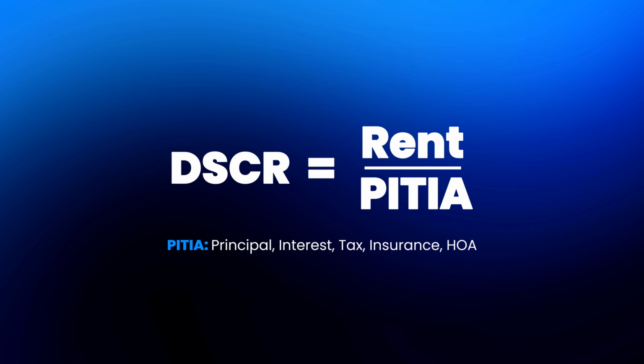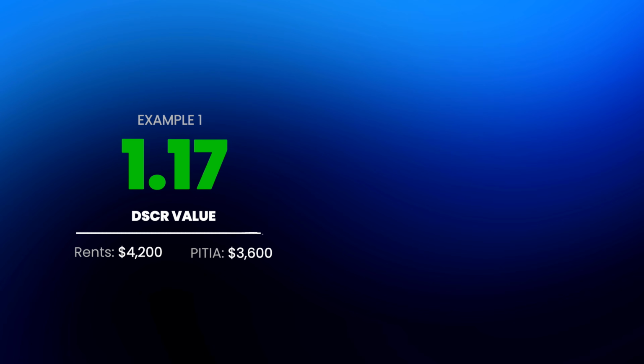DSCR means debt service coverage ratio. The simple formula is monthly qualifying rent divided by monthly housing payment, usually PITIA. If the property rents for $4,200 and the PITIA is $3,600, the DSCR is 1.17. That means the property produced about 17% more rent than the monthly debt service in this example.